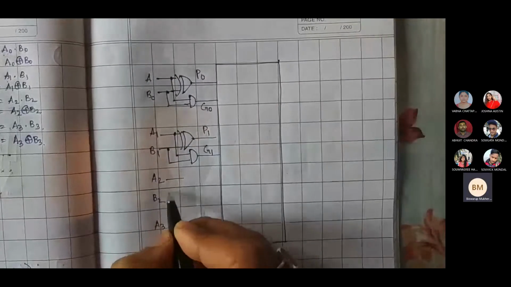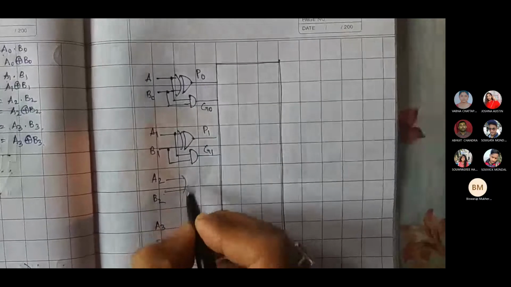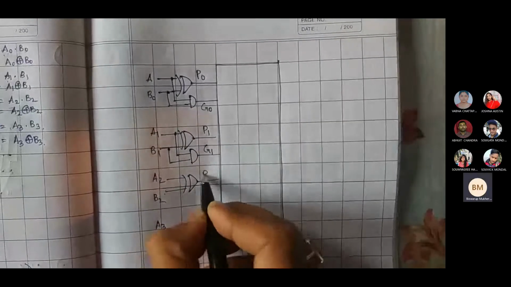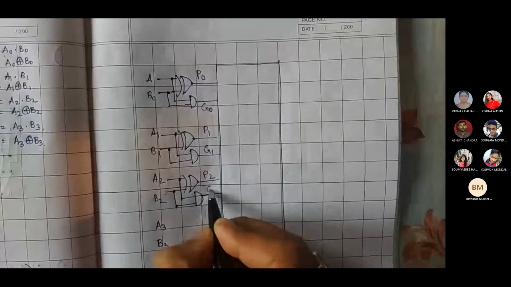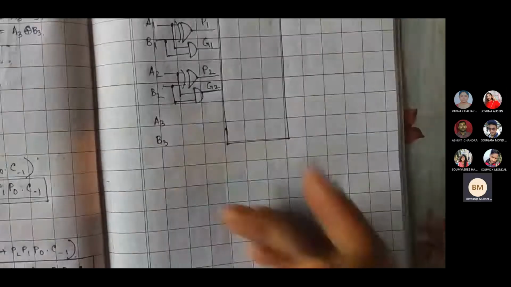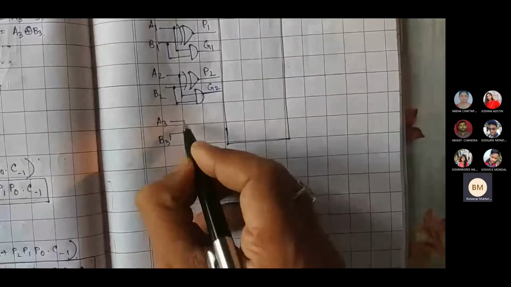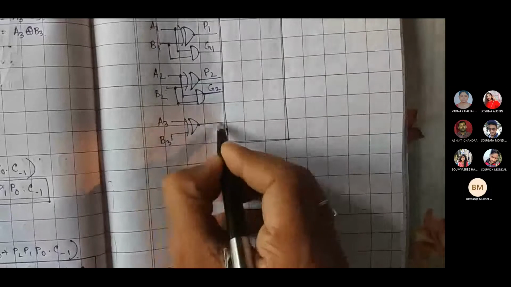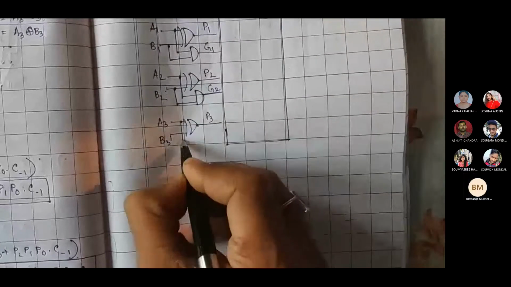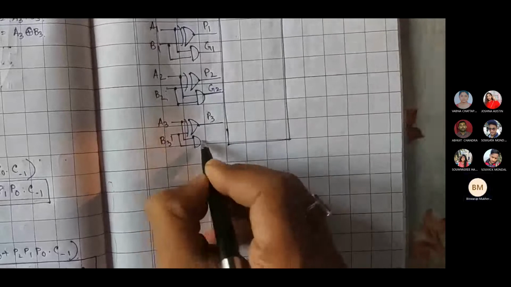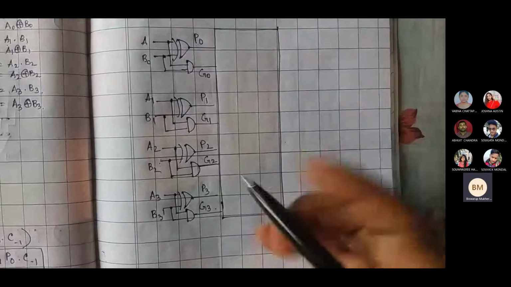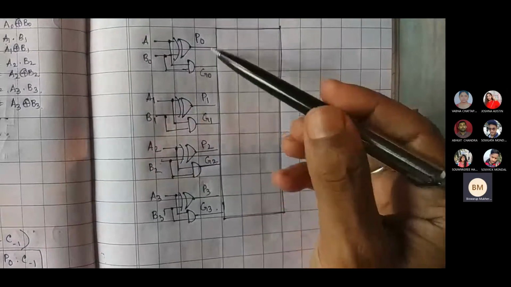One XOR gate to produce P2, another AND gate to produce G2. One XOR gate to produce P3, another AND gate to produce G3. Okay, so this is something we are having initially. All this P0, P1, P2, P3, G0, G1, G2, G3.